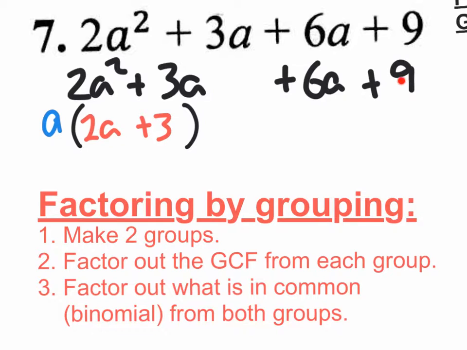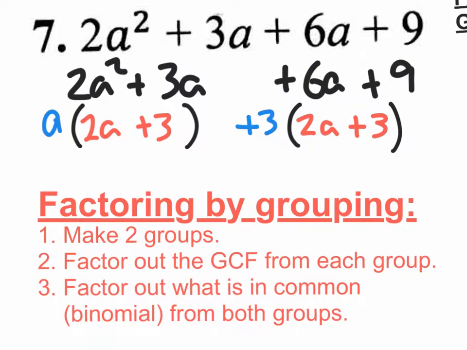Now let's look at our second group. And there's an a here, but there's no a over here. But what is in common? A 3. That's right. So let's pull out a 3. And not only that, I want to make it a positive 3 that I pull out. And what would be left in there? 2a plus 3. Okay, and now if we look at step 3, it says factor out what's in common, the binomial, from both groups. So we have our first group, we have our second group, we have the same exact binomial, 2a plus 3, that we're going to pull out.